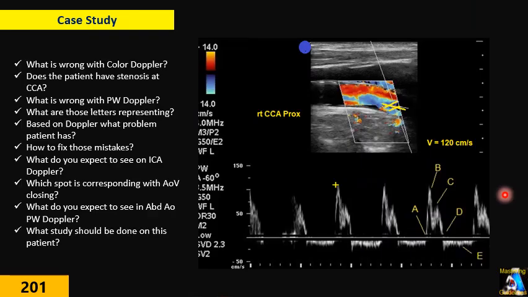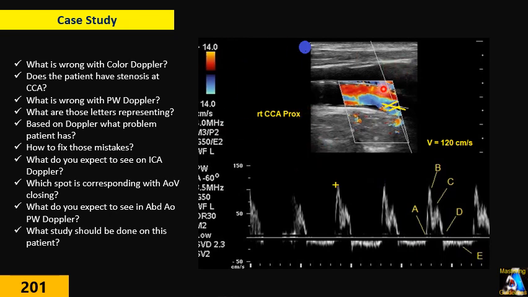Now let's do it. To understand how important Doppler study is, let's start with a case study and see how much information just one small study in one spot with color Doppler and pulse gives us. Here we have a patient, 55 years old, with dizziness. He has been sent for a carotid ultrasound. In one of those views, as you can see, the proximal right CCA, common carotid artery.